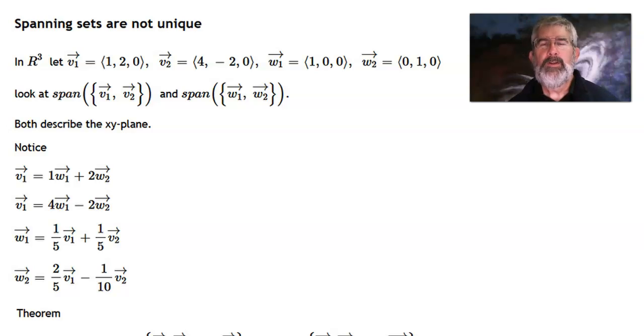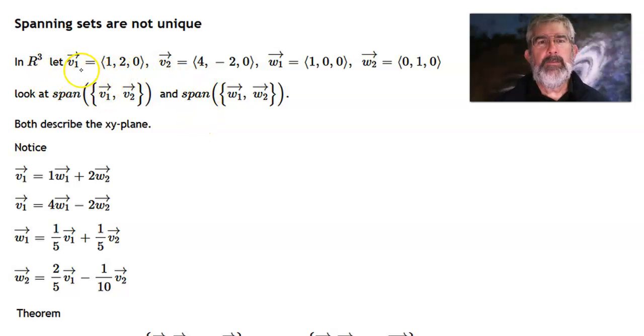In this video, I want to take a look at a situation where you have two different sets of vectors that when you take the span of each set, you end up with the same space, and see what we can say about that situation. So here's a quick example.